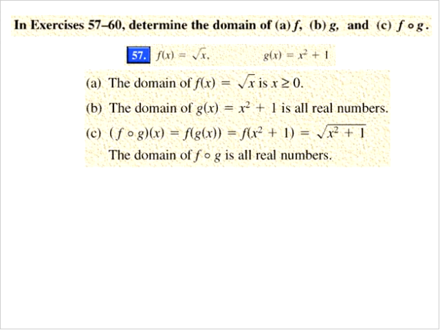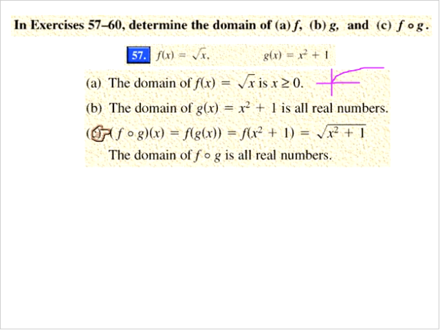Alright, let's look at the domain of f and g and then f of g. So the domain of f is the square root of x where x is greater than or equal to 0. And if we graph that, we realize that because we get something like this. Now the domain of g of x is all real numbers, because that's a parabola that shifted 1 unit upward.